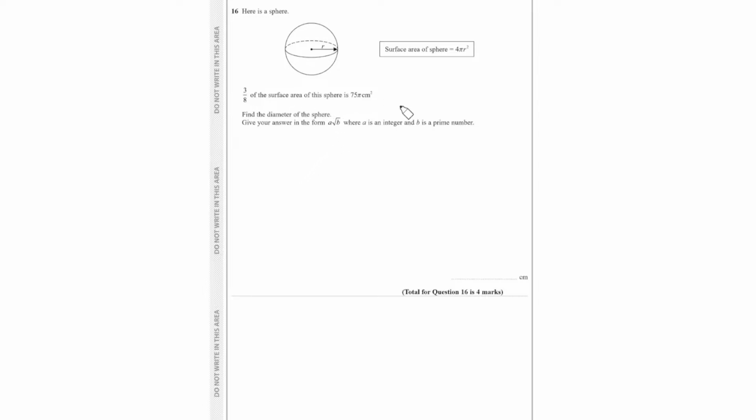So I need to set up an equation. Whenever you say this is something, is the same as equal, isn't it? It's an equation. So 3/8 of the surface area, and the surface area is 4 pi r squared. So I could write that as 3/8 multiplied by 4 pi r squared is equal, just put equal wherever you see the word is in the sentence, 75 pi.